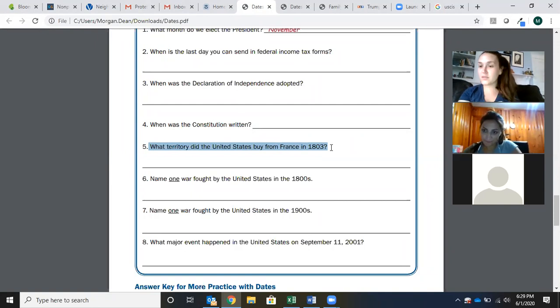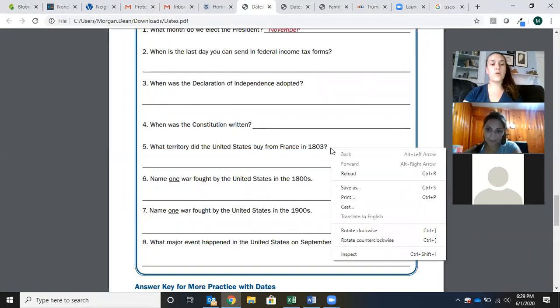It was owned by the French, and the French decided we like money more than we like Louisiana. So they sold it to Thomas Jefferson, and that's when Thomas Jefferson sent explorers out to California and said, this is America now, like coast to coast, America, okay? So it doubled the size of America when he bought the Louisiana territory. So that's an important one.